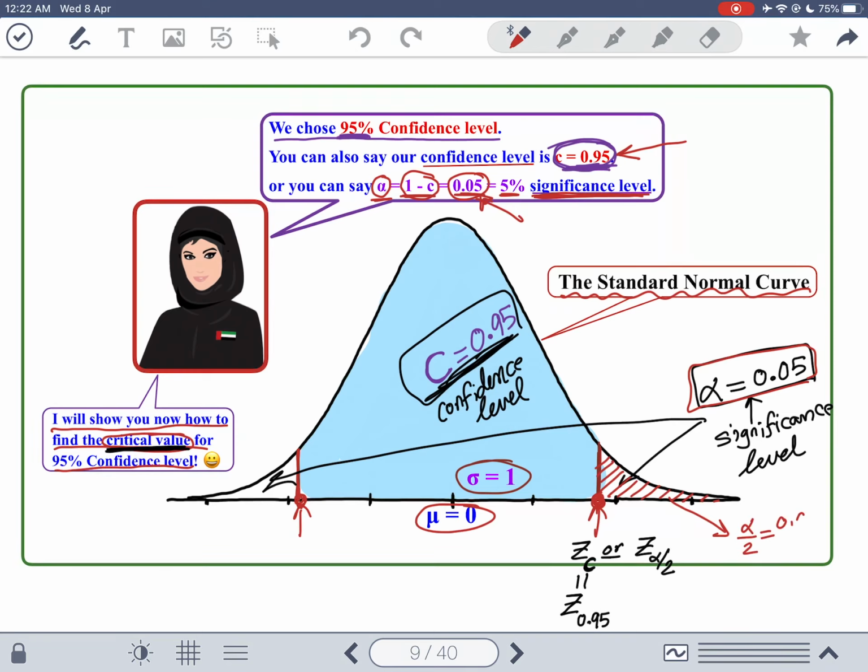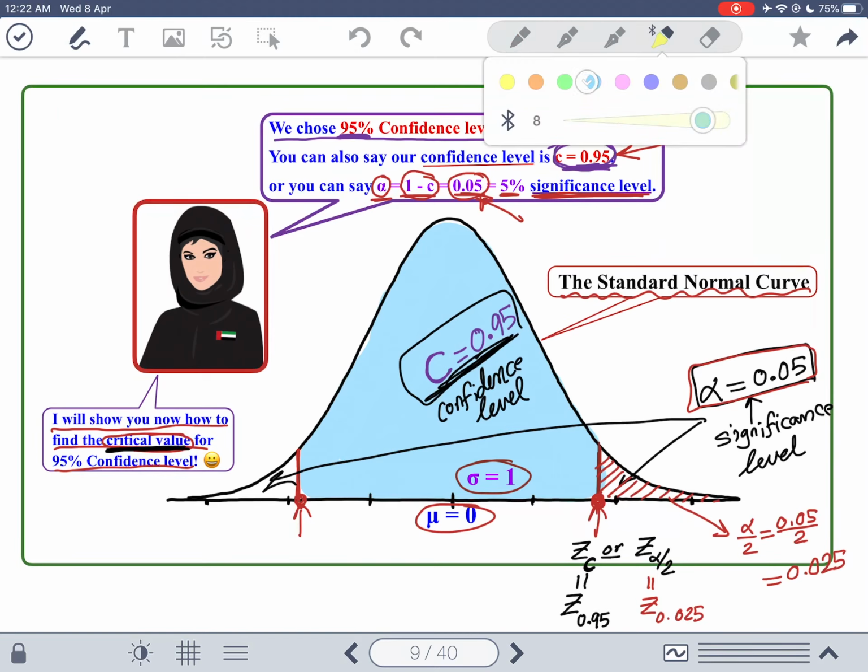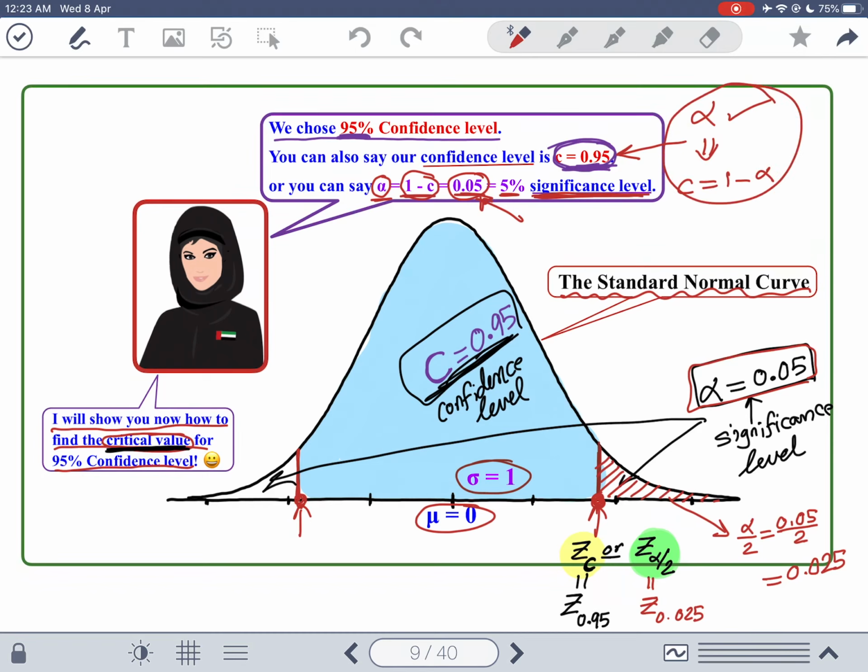And so this will be 0.05 or 5% over 2. If you divide 5% by 2, you get 2.5% or 0.025. So we can write it as Z sub 0.025. In some books, authors like to use Z sub C, and in other books, authors like to use Z sub alpha over 2. So you can ask me, which one are you going to use? How about we use both of them? Leonids is telling you it's very easy. Alpha and C are very easy to get. If you know alpha, then you can get C as 1 minus alpha. And if you know C, then you can get alpha as 1 minus C. So it's very simple.